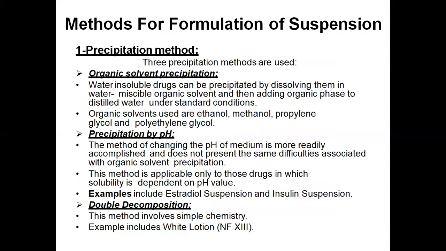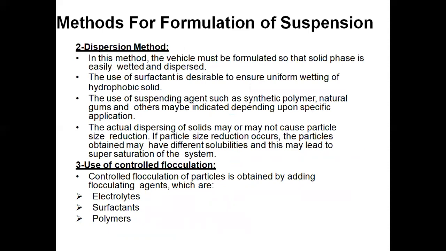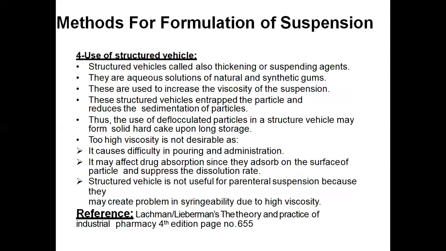Methods of formulation: precipitation method. Precipitation methods used are organic solvent precipitation, precipitation by pH, and double decomposition. These three methods we have already discussed. And the dispersion method, use of controlled flocculation, methods for formulation of suspension, use of structured vehicle, also called thickening or suspending agents. They are aqueous solutions of natural and synthetic gums.